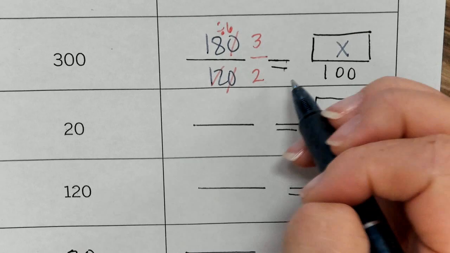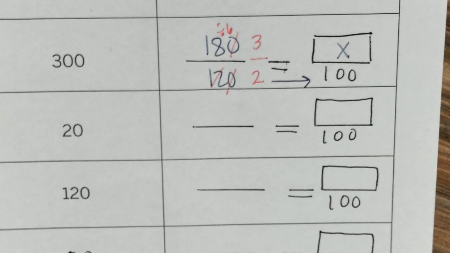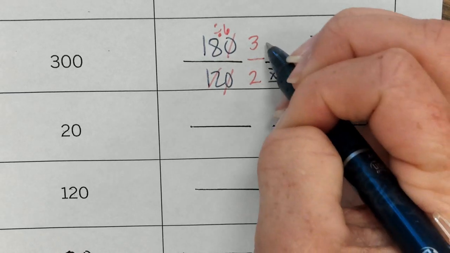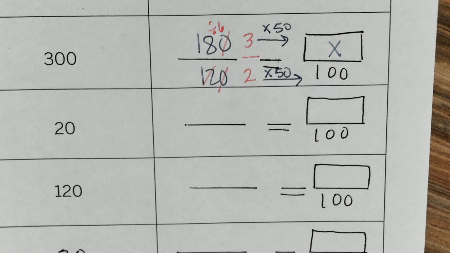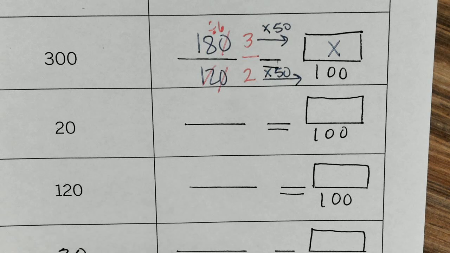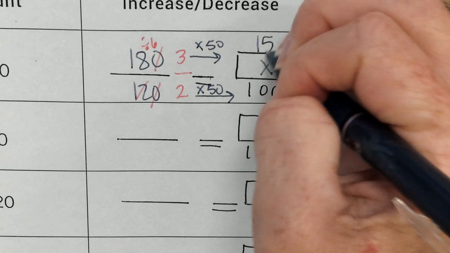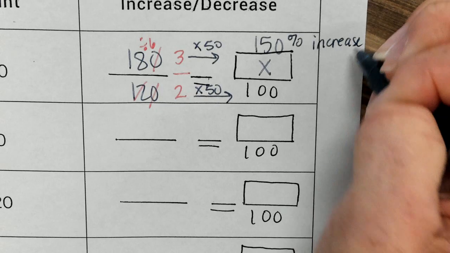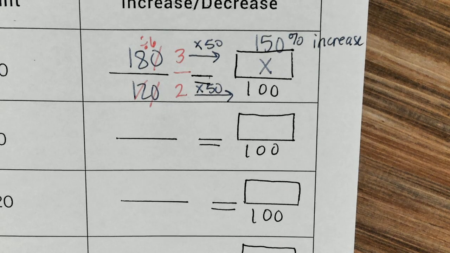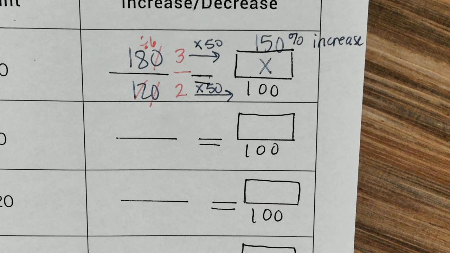So I say, how do I get from 2 to 100? Times 50. So to get from 3 to X, I'm also going to multiply by 50. So what is 3 times 50? So I would say this is 150% increase. And yes, you will have to be able to say increase or decrease. Okay? Why was it increase? Because the amount went up. What do y'all think? Easy?